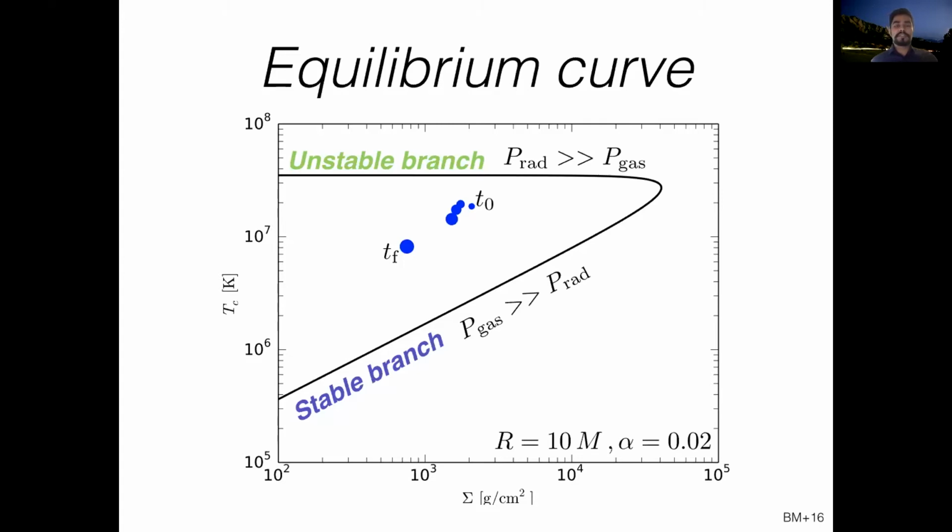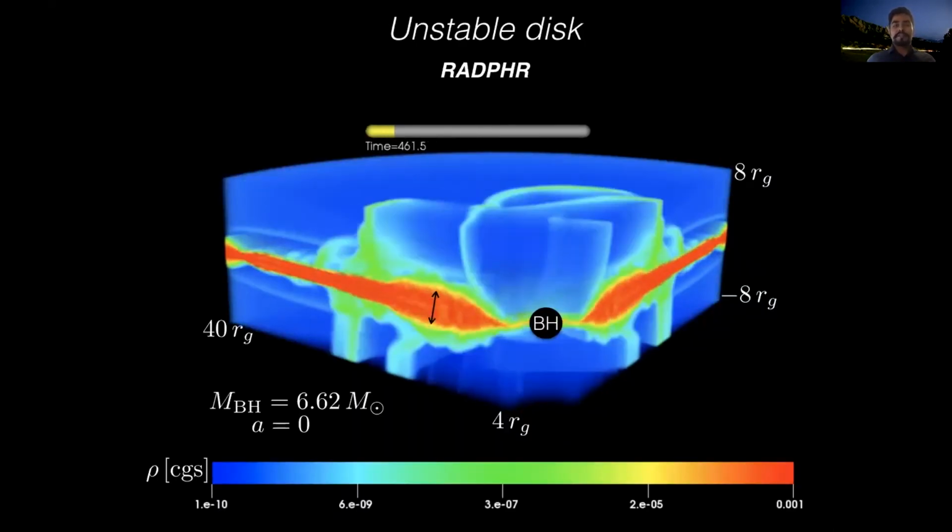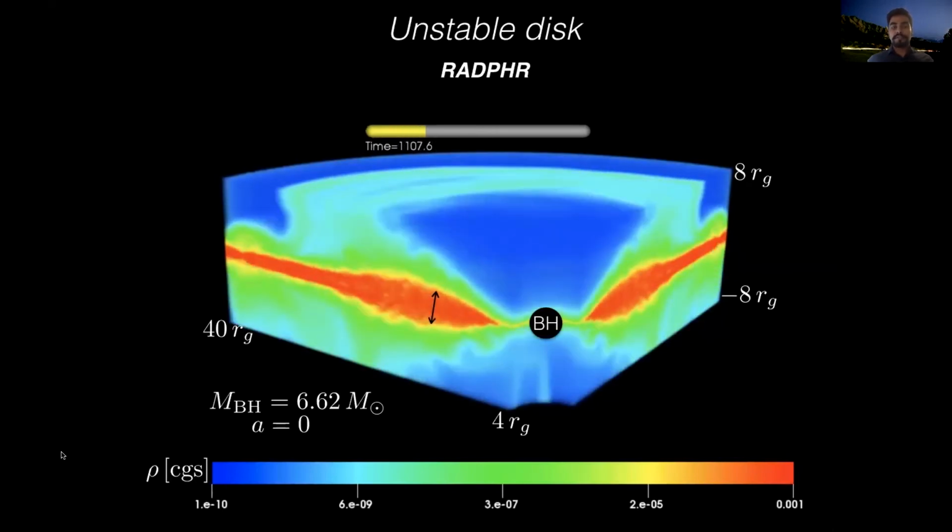In other words, it could have been that possibly it would not collapse but evaporate, where the heating dominates and the disk vertically expands. That didn't happen. It kept collapsing towards the stable branch. I will show another slide where we check different initial setups, and we found that it's always collapsing. So this is what happens for the radiation pressure dominated disk.